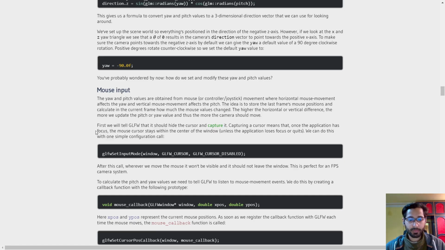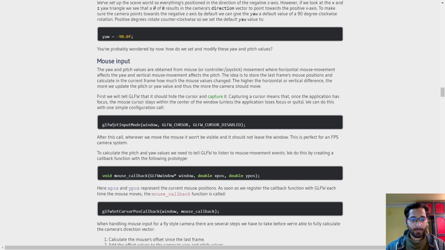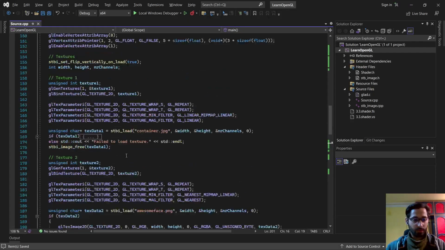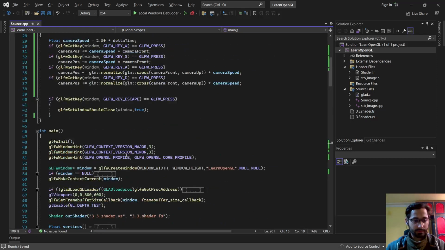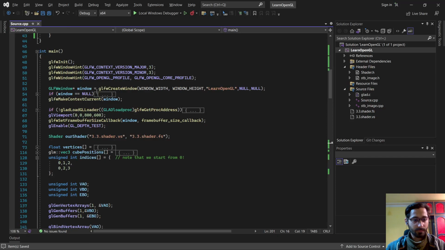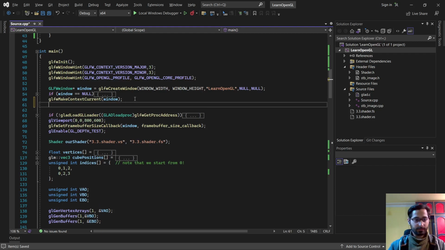First, we will tell GLFW that it should hide the cursor and capture it. Capturing the cursor means that once the application is focused, the mouse cursor stays within the center of the window unless the application loses focus or quits. We can do this with one simple configuration call, glfwSetInputMode, which I guess we should just do up here somewhere. After creating the window, we're setting this to current. Yeah, let's do this here.